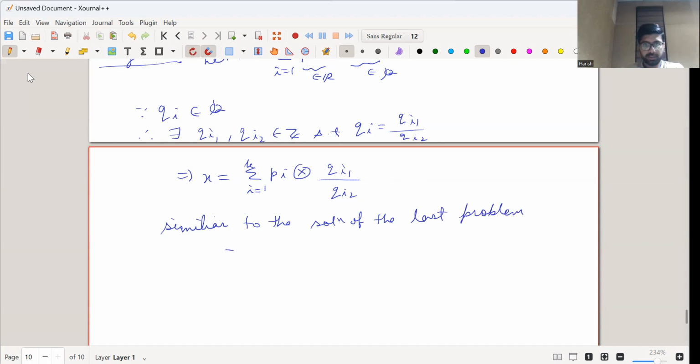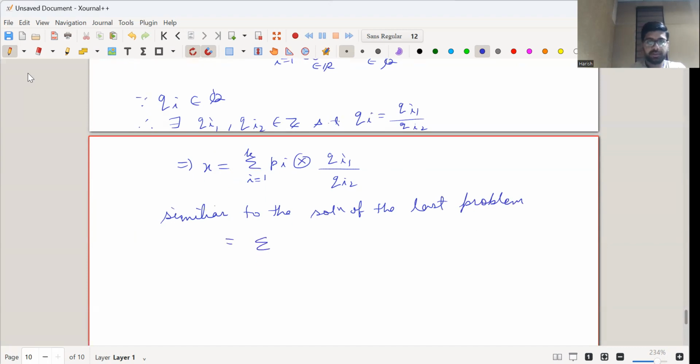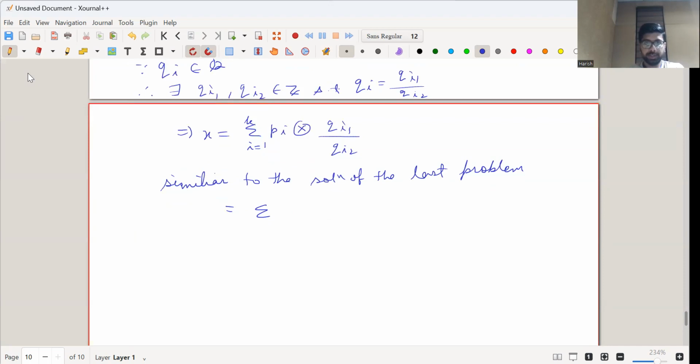This is actually equal to the summation of, now this time this one will be here, pi qi tensor with 1, i equal to 1 to k. You can take the summation inside. Here the summation is outside, so summation pi qi whole tensor with 1, because 1 is now fixed, right? So you can use the linearity.